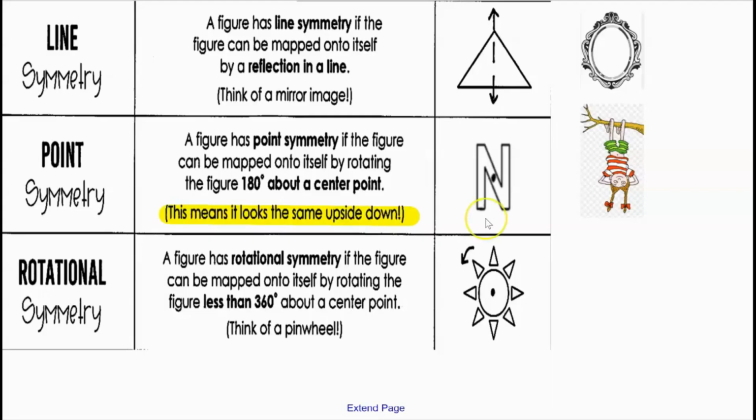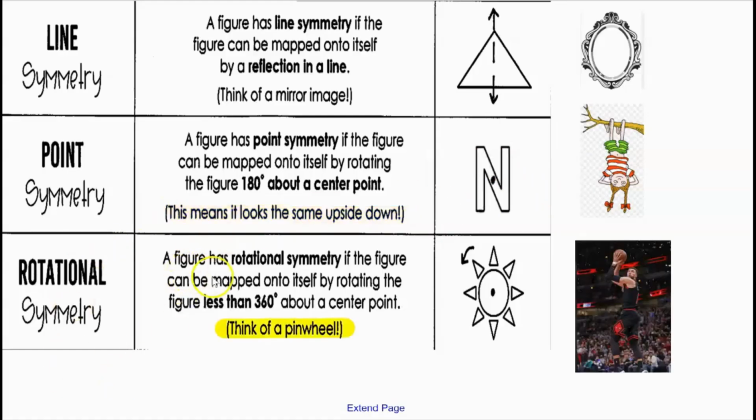Okay. It's important to remember that if you have point symmetry, you also have our next one, which is rotational symmetry. So a figure has rotational symmetry if the figure can be mapped onto itself by rotating the figure less than 360 degrees. So since 180 is less than 360, if you turn it upside down and it looks the same, then it counts. But it doesn't have to be 180 degrees. Anything less than 360 and it looks the same, then it has rotational symmetry.